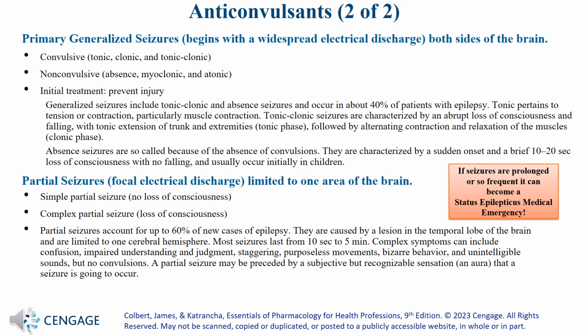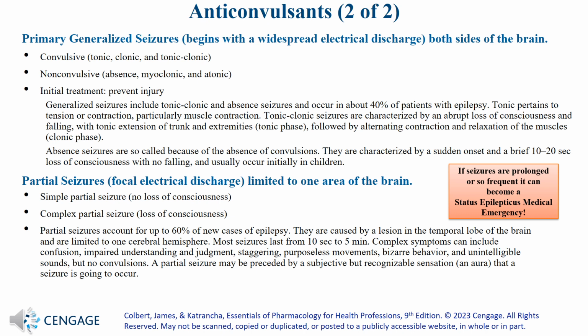Your partial seizures have a focal electrical discharge and are limited to one side of your brain. A simple partial seizure means that you had no loss of consciousness. A complex partial seizure involves loss of consciousness. Partial seizures account for up to 60% of the new cases that are labeled epilepsies. They are caused by a lesion in the temporal lobe of the brain and are limited to one cerebral hemisphere.